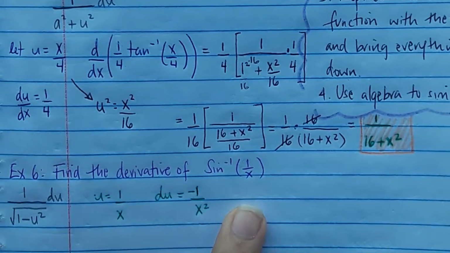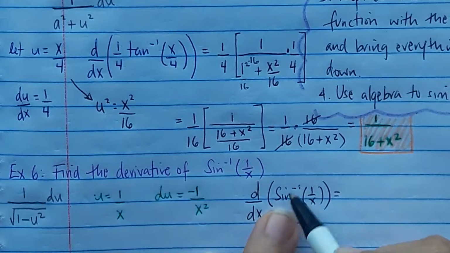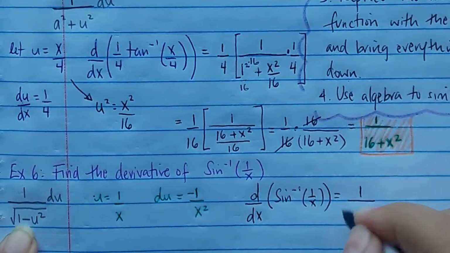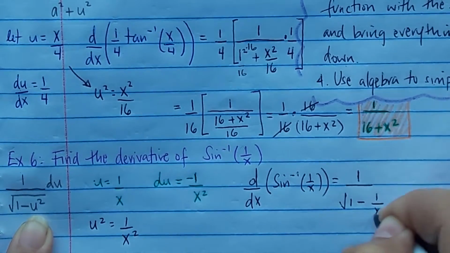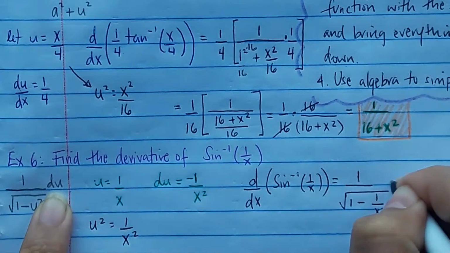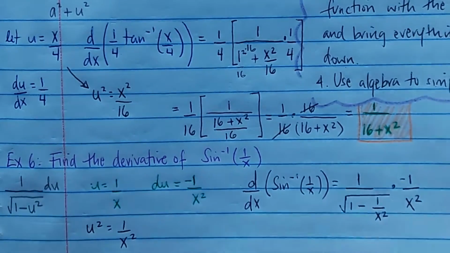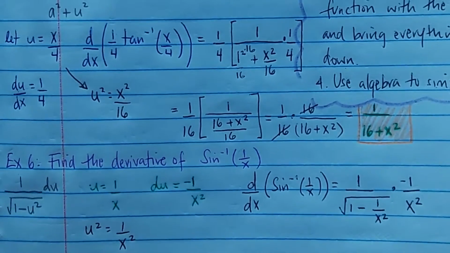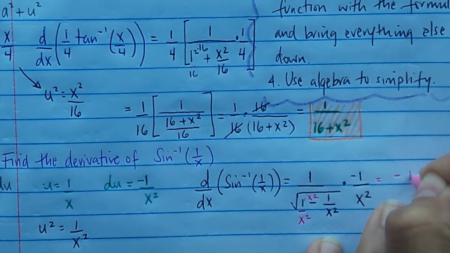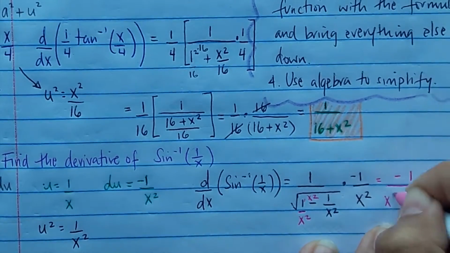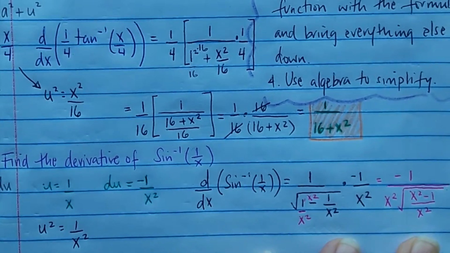Alright, then so the derivative of the inverse sine of 1 over x is equal to, there's nothing there, so that substitutes to 1 over, and we got 1 squared is 1 over x squared, because you square the top and the bottom, times du, which is negative 1 over x squared. Alright, let's clean this up a little bit using some algebra. So negative 1 over x squared, and then we're going to make the denominators the same in this radical, multiply top and bottom by x squared. So we're going to get x squared minus 1 over x squared.